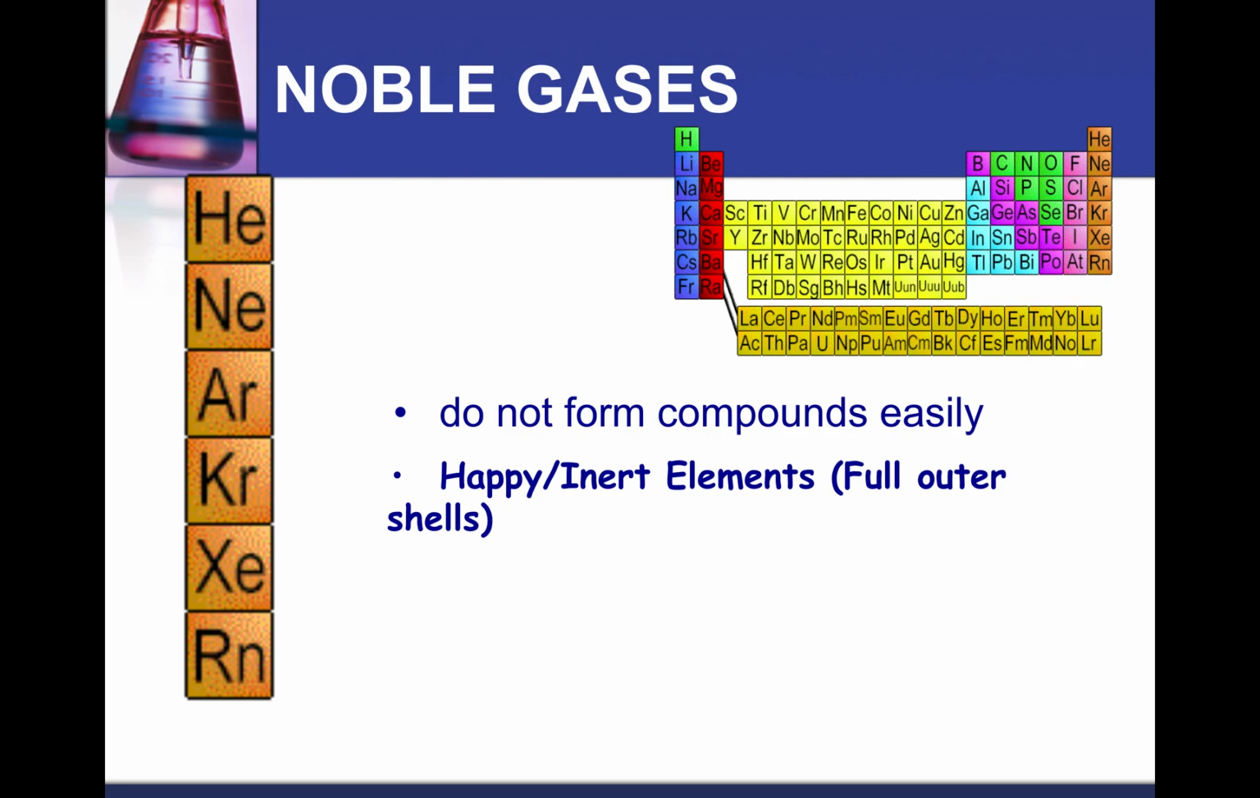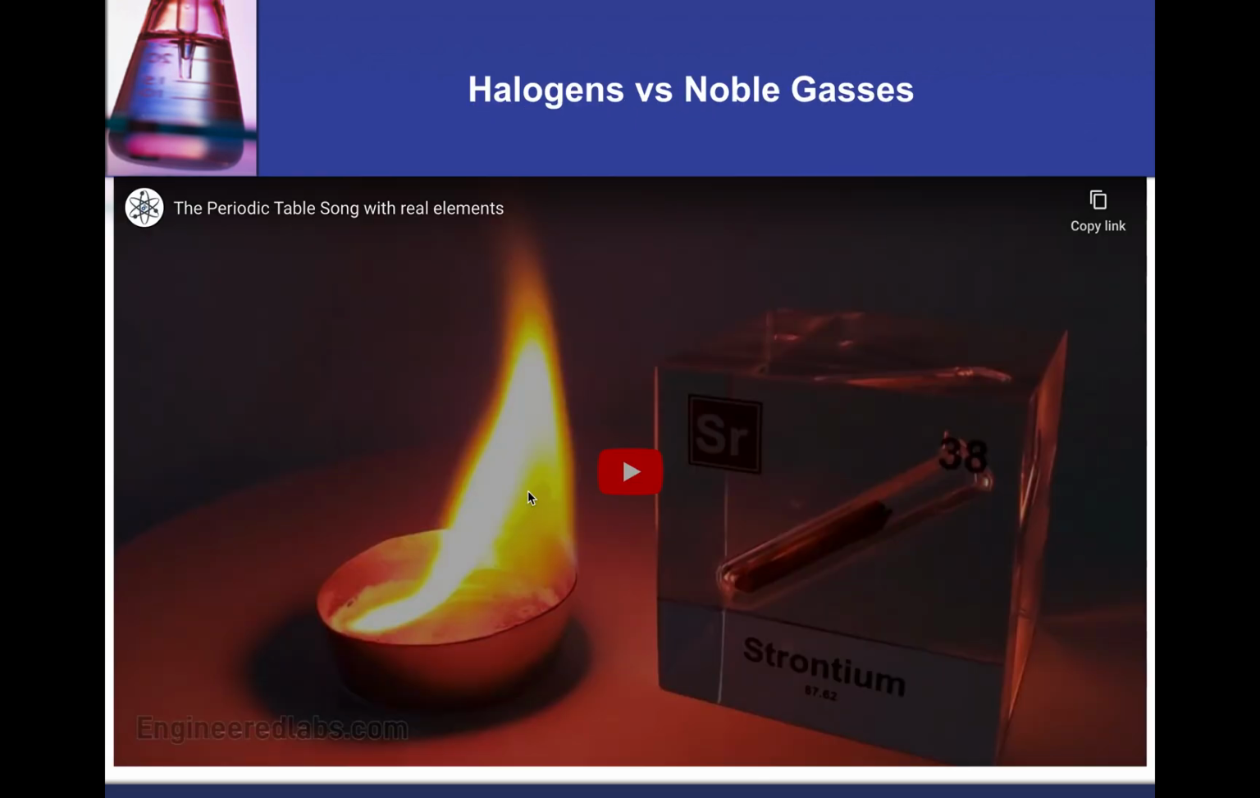They don't form compounds at all. You pretty much always find them alone in nature because they have full outer energy levels. Their outer energy level is full, like all atoms want, so they don't react. So they're either called inert, I like to call them happy. Not a technical term, but it makes sense when you're learning this stuff.